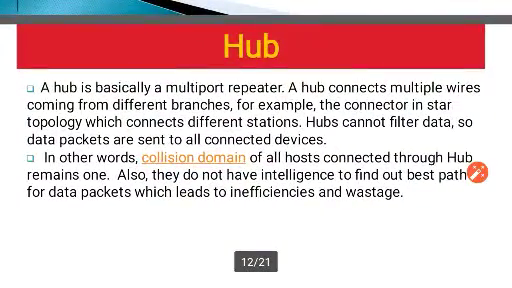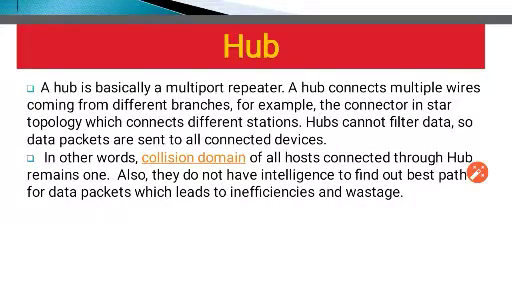Now moving to hub. We can call a hub a multi-port repeater. A hub connects multiple wires coming from different branches. For example, the connector in a star topology connects different stations. One more important thing, hubs cannot filter any data. So data packets are sent to all connected devices. It cannot identify that this data is to be sent only to a particular destination, that I do not have to send it to everyone. So this intelligence is not there with the hub.